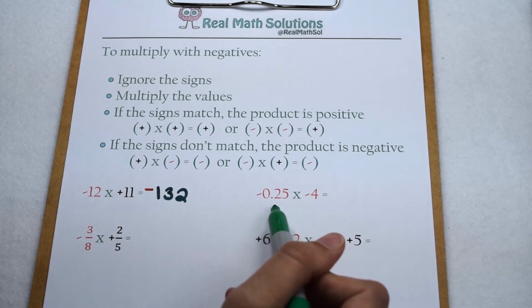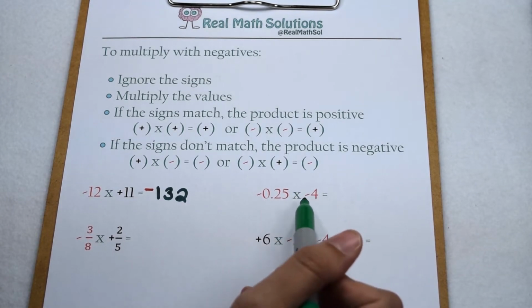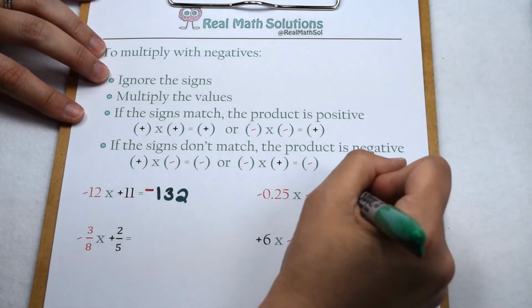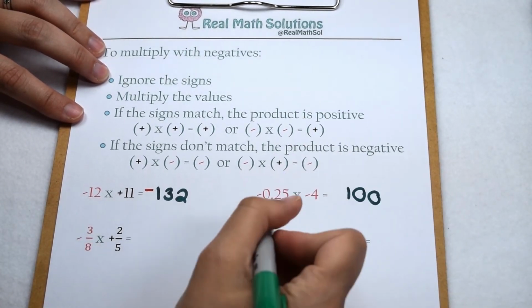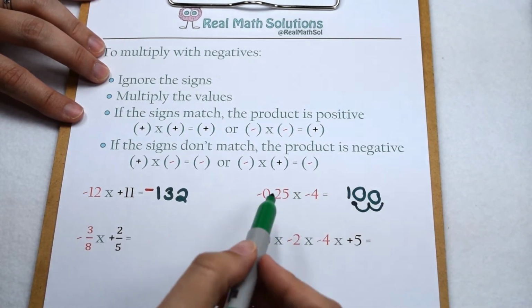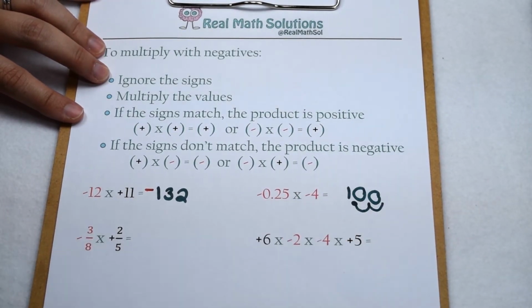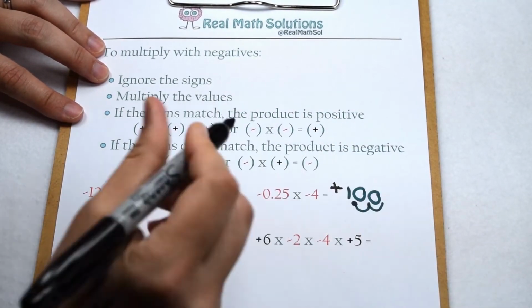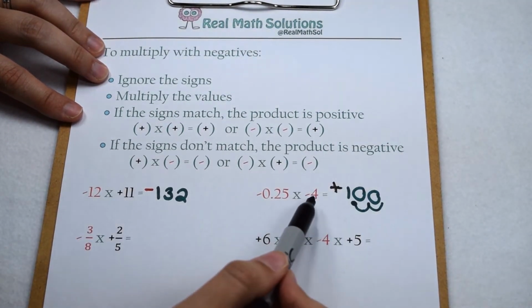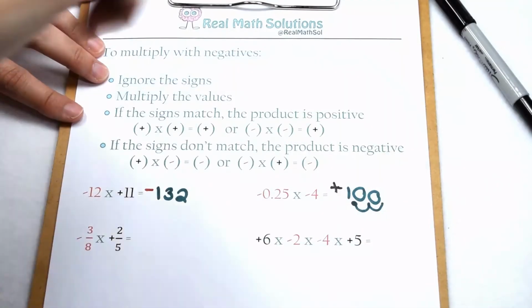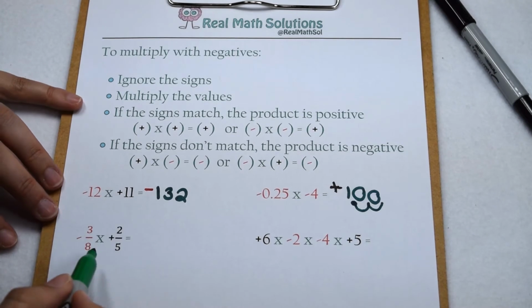In our next one, we have decimals. -25 hundredths times -4. So to start with, I simply need to multiply 25 hundredths times 4. 25 times 4 gives me 100. Since there's 2 decimal places in my factor, there needs to be 2 decimal places in my product. Since my signs match, negative times negative, that tells me my product is going to be positive. So -25 hundredths times -4 comes out to give me a positive 1.